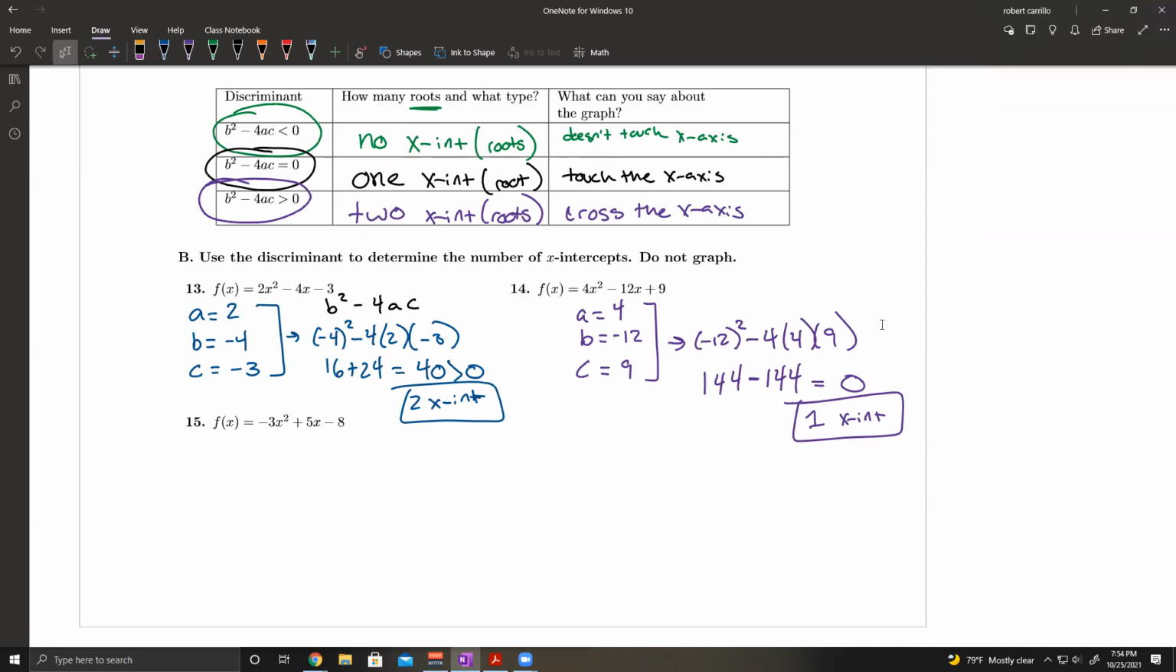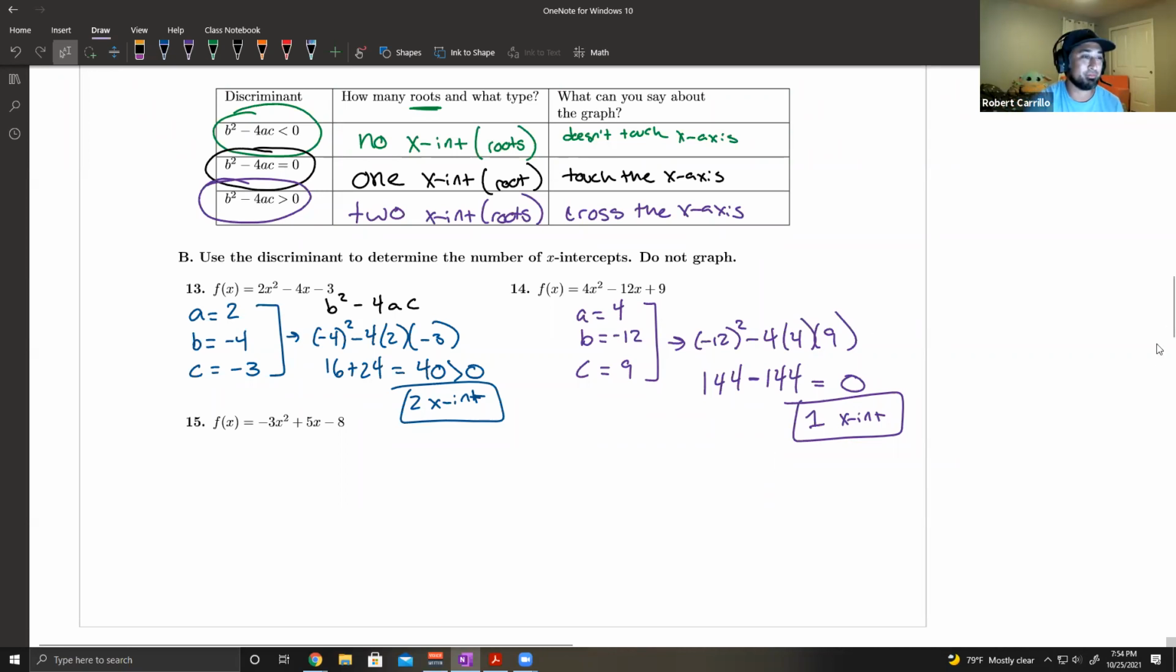Seems easier than the other ones you were doing. Oh, for sure. That was just a piece of the quadratic formula. Okay. All right.